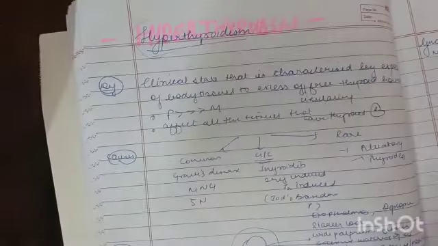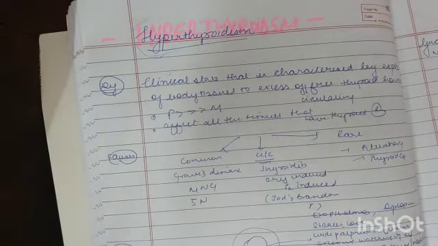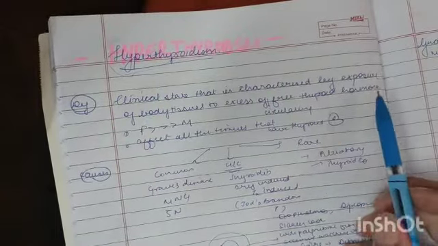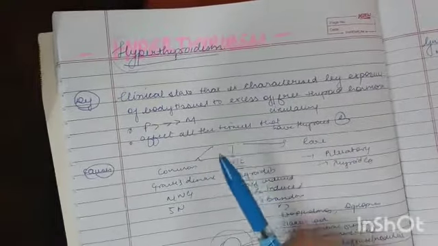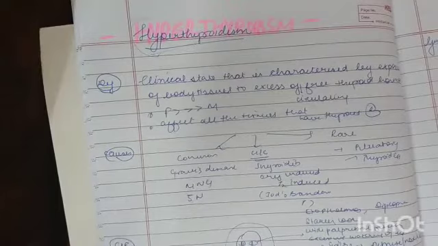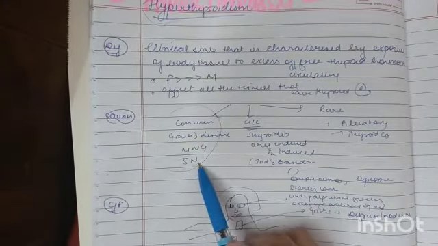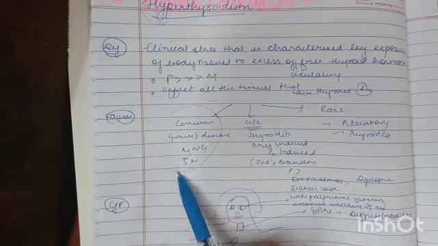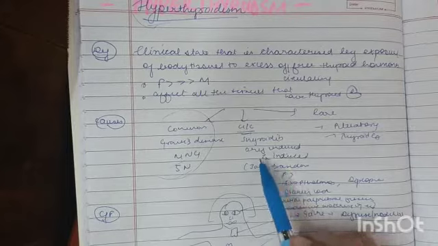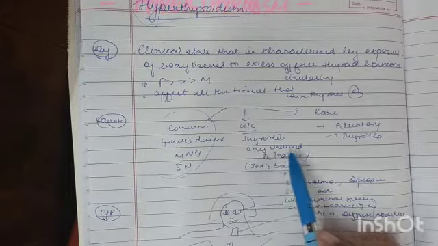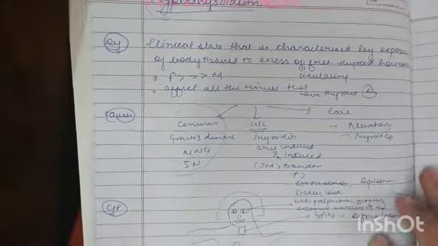To sum up, it is basically a clinical state in which a huge amount of thyroid hormones is being released. It happens more in females. It will affect all the tissues that have thyroid receptors. Then the common causes are Graves' disease, multinodular toxic goiter, then solitary nodule. Uncommon causes are thyroiditis, factitious, iodine induced, and drug induced. Then we also have pituitary and thyroid carcinoma.